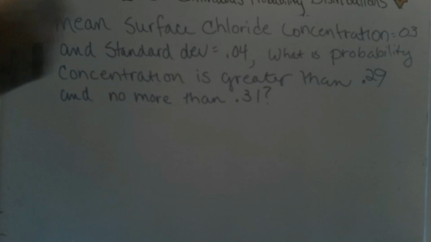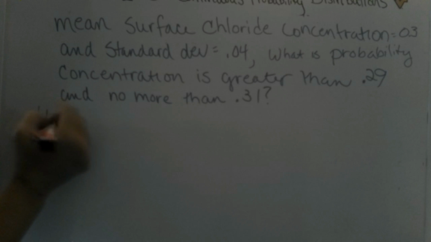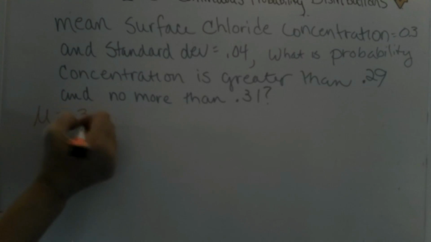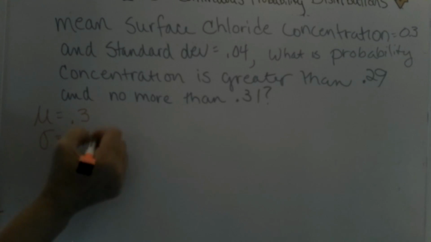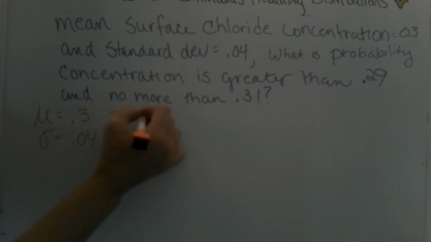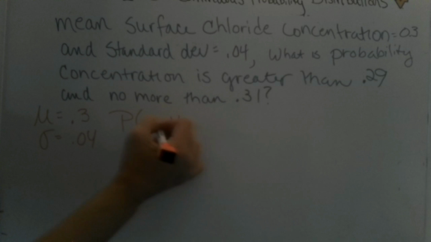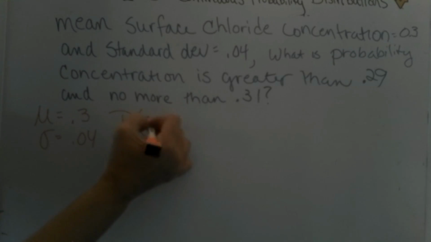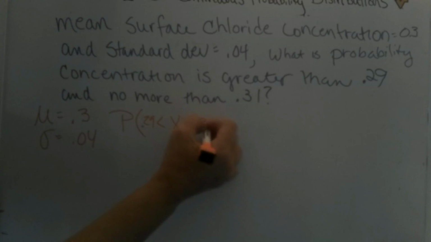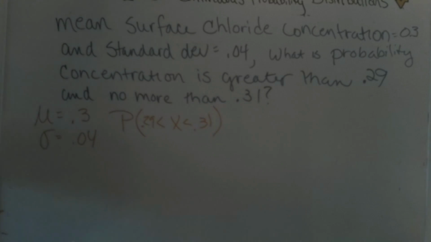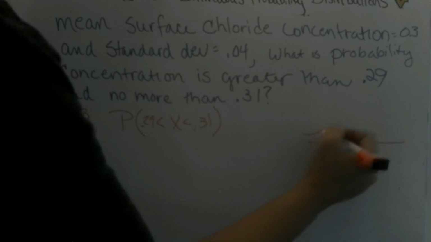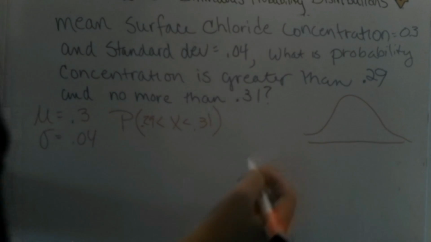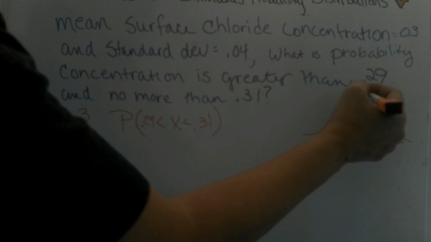So we know that our mean, mu, is equal to 0.3 and our standard deviation is equal to 0.04. We're looking for the probability that x is between 0.29 and 0.31. What I always do is try to draw a graph to see what I am looking for, so I know how to read my table. So I'm going to be looking for 2 z points.